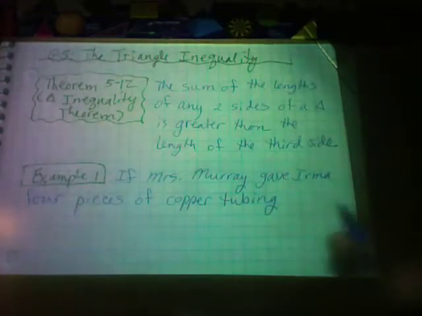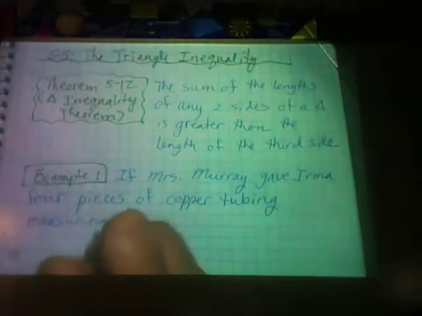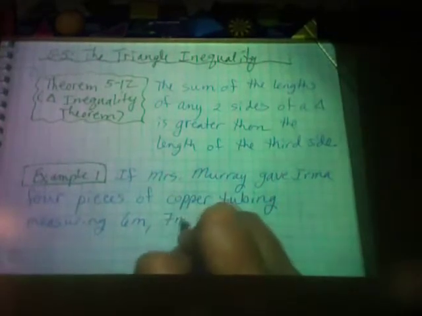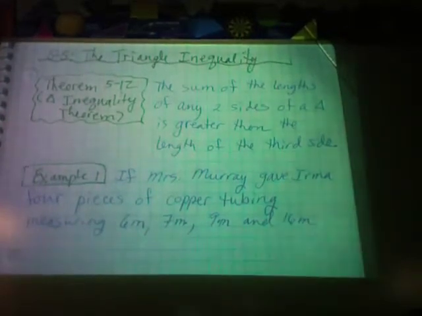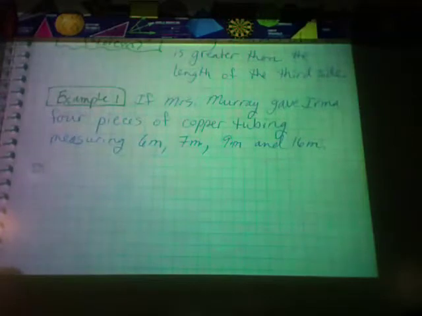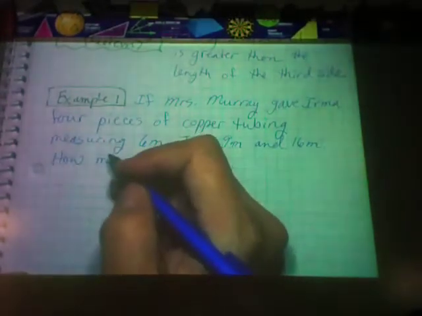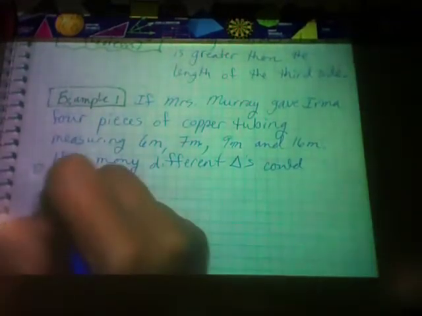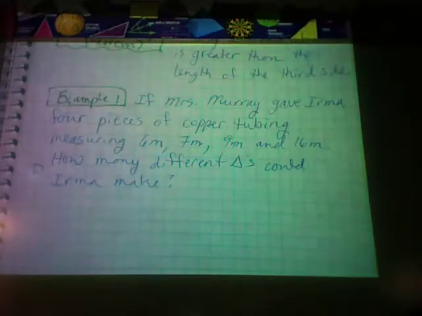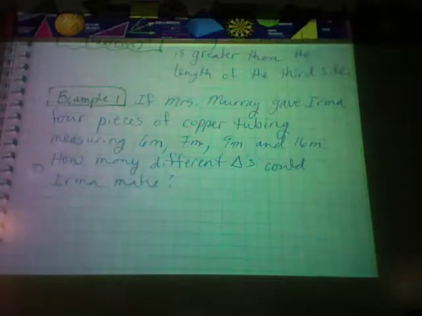We have 4 pieces of copper tubing measuring 6 meters, 7 meters, 9 meters, and 16 meters. Your job is to determine how many different triangles could Irma make? You can only obviously use 3 out of the 4 pieces. You cannot weld 2 of the pieces together to make one whole piece. So you can only use 3 out of the 4.